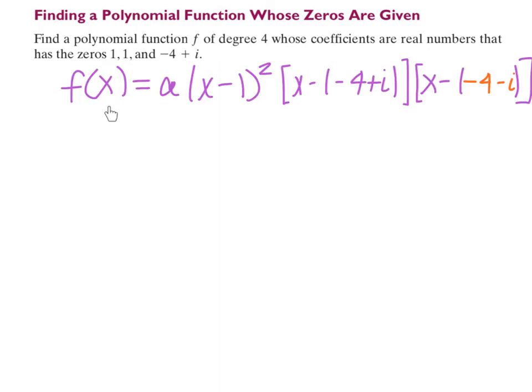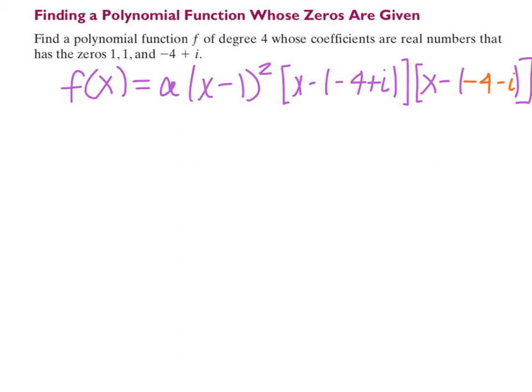So I start my equation, f of x is equal to a, so there could be some numerical value out here. You could replace it with whatever number you want. I have 2 zeros that are the same, so 1, so that becomes x minus 1, all squared. They gave me this 0, so it would be x minus the quantity of negative 4 plus i, which you can simplify if you want to.